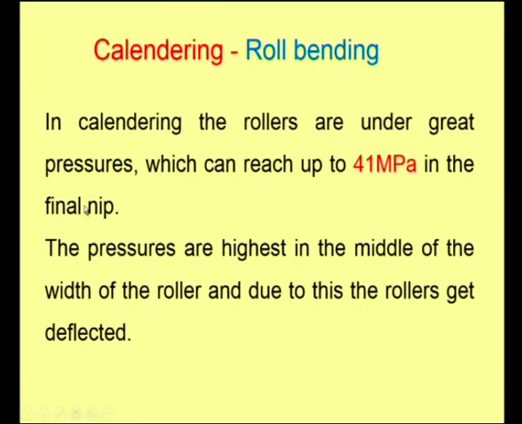In calendering, now we will see what is meant by roll bending. In calendering, the rollers are under great pressures, which can reach typically up to 40 or 41 megapascal in the final nip, that is, the last point where the sheets or films are sent to the take-off points. The pressures are highest in the middle of the width of the roller, and due to this the roller gets deflected. Actually, the roller will not deflect because it is a very solid stainless steel arrangement. What happens is the bending takes place with respect to either the film or the sheet.